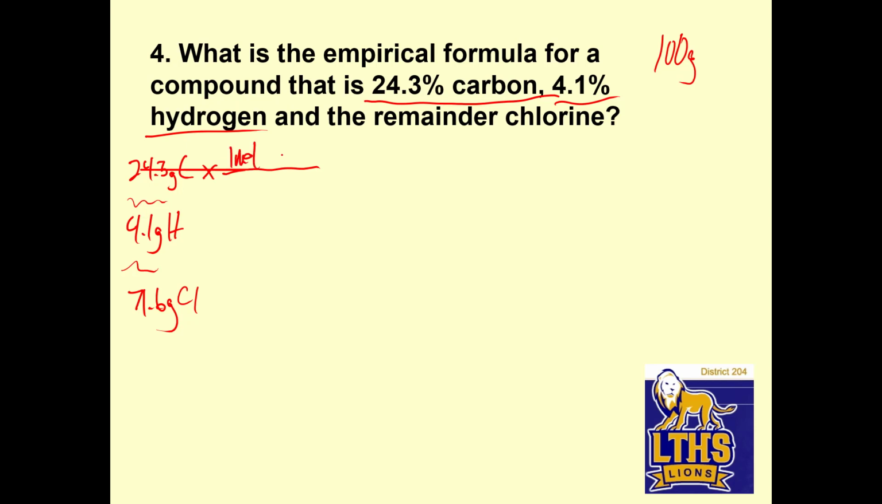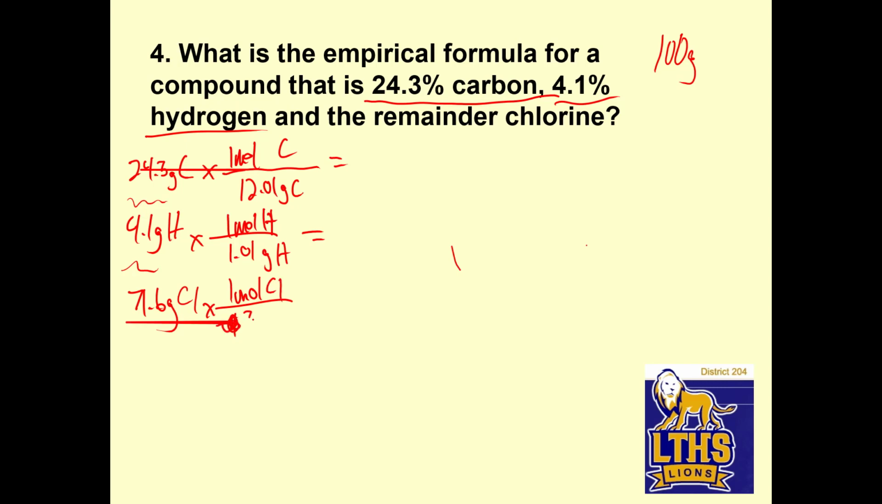I'm going to convert this into moles. 1 mole of carbon is 12.01 grams of carbon. 1 mole of hydrogen, hey, I'm going through moles, is 1.01 grams of hydrogen. 1 mole of chlorine is 35.45 grams of chlorine. Now, where do these numbers come from? The periodic table. And if you look for those elements, you'll find them.